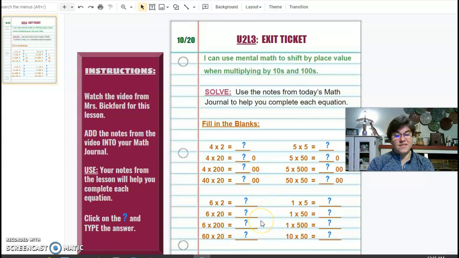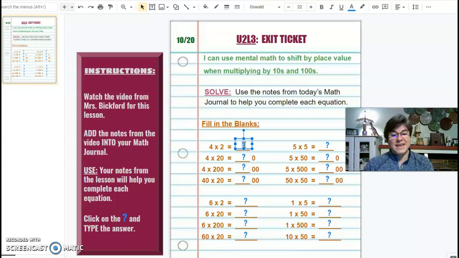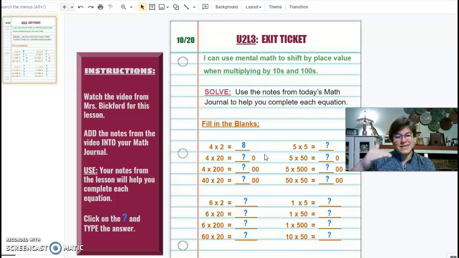Then you're going to fill in the bottom. Notice it says I click on the question mark and I type my answer. So I go right over here and I like to double click. When I double click, it highlights that. What is 4 groups of 2? Well, if I put up 2 and 2 and 2 and 2, 4 groups of 2 is 8, right? And then my pattern continues.